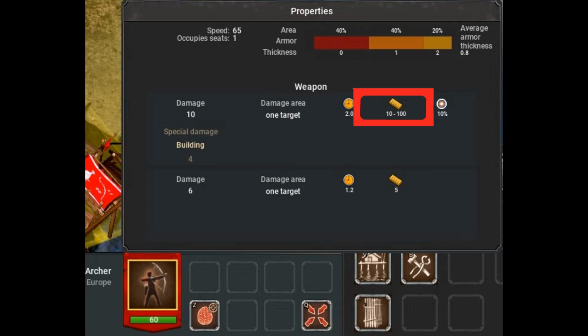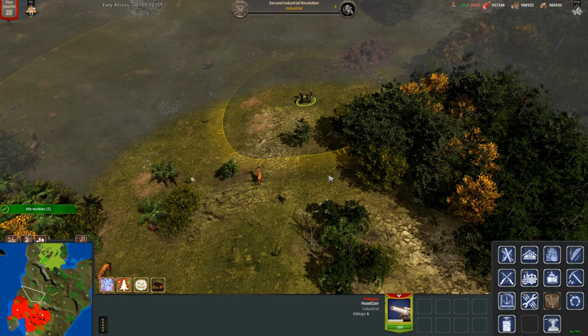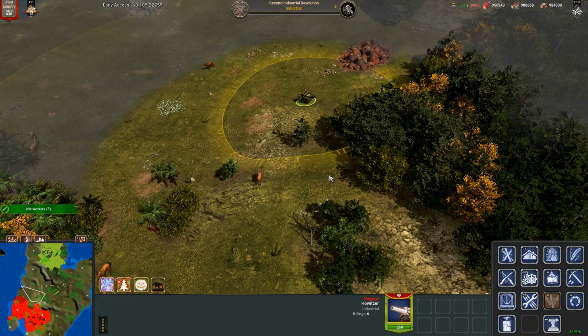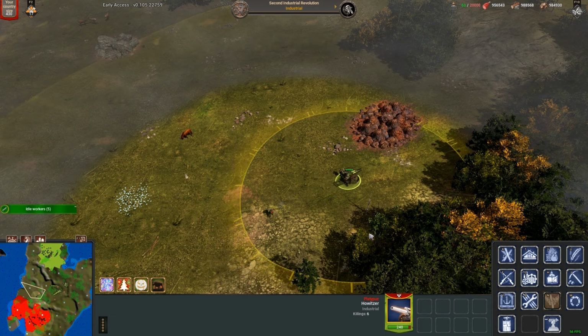Next up is the range of a unit. This shows the attack range of this unit's attack. The archer has 10 to 100, meaning it can attack at a maximum range of 100 and a minimum range of 10. So if a unit is too close to the archer, it won't be able to shoot it. This is better seen in artillery and some tanks. As you can see, the minimum range is shown as a smaller circle. The artillery unit will move back away from the soldier to be able to fire as shown.